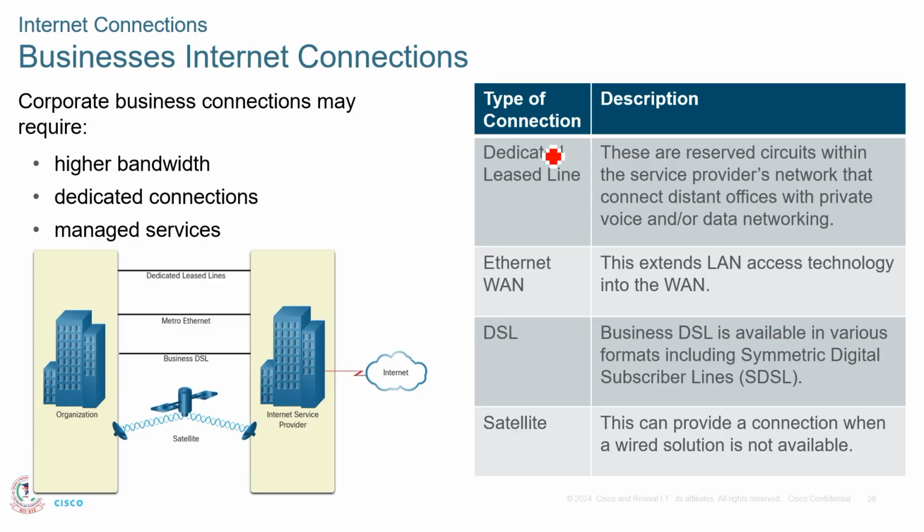Metro Ethernet extends LAN access technology into the WAN. Business DSL is available in various formats, including Symmetric Digital Subscriber Line. So these are the different kinds of technology used to connect businesses.